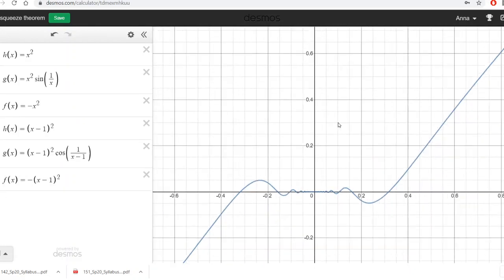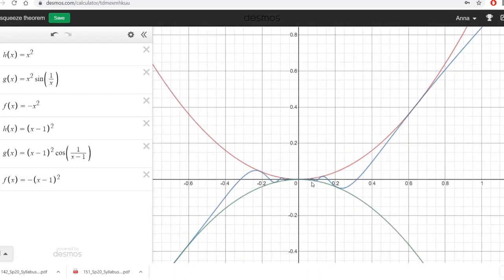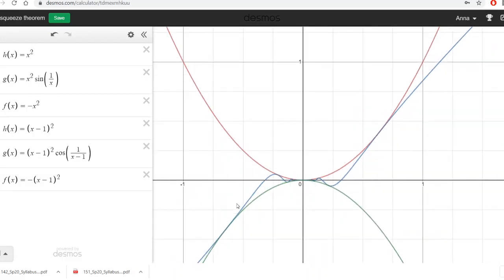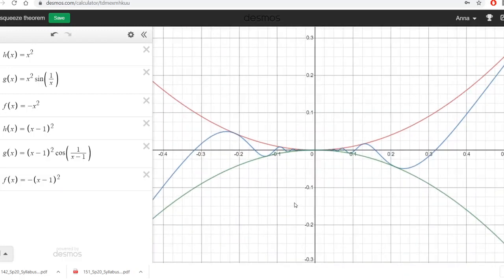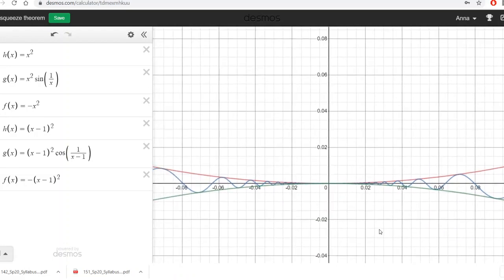So our bounding function, our top function, was just x squared, and so that looks like that. And our bottom function was negative x squared. And so what we can see is that the function x squared times sine of 1 over x is truly squeezed between these two functions. And so all three of them head towards 0.